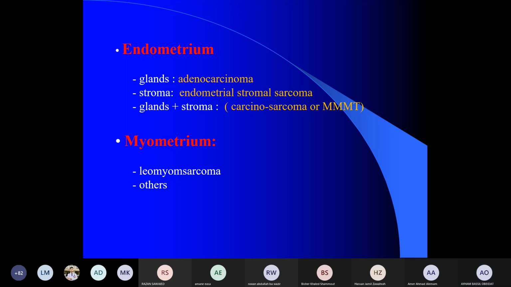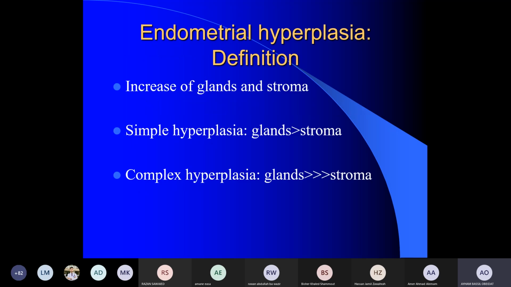Now, stromal sarcoma, carcinosarcoma, or leiomyosarcoma, these are extremely rare tumors, and they are very aggressive. And this is why we will briefly touch on them. They are rare, aggressive tumors. Now, the commonest is the endometrial adenocarcinoma.